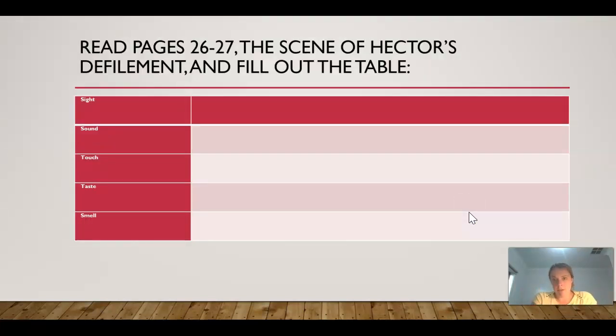Do the same thing, but fill this table out yourself. So read pages 26 to 27. This is the scene of Hector's defilement when he's being dragged through the dirt. And have a go at this yourself, just so that you can see how Malouf is hitting all of these senses. And the idea here is that we're supposed to physically recoil from the brutality of what Achilles is doing to Hector.